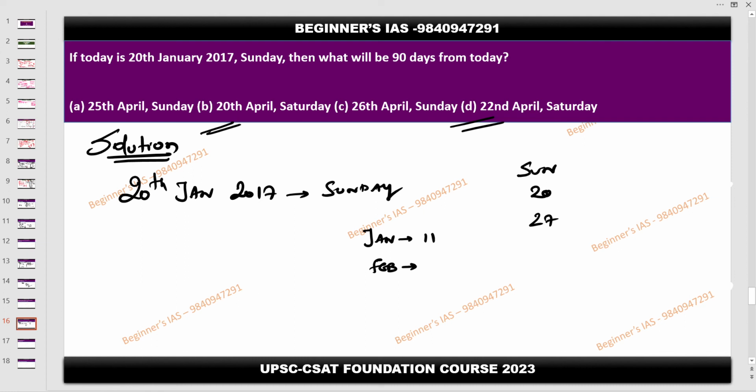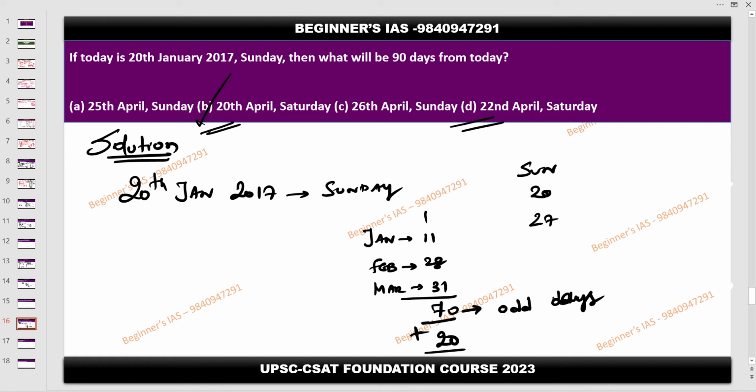February, you are having 28 odd days. Then March, you are having 31 odd days. Add everything. 70 means 0 odd days. Yes or no? Yes. 0 odd days. So 70 plus 20th day. So check with the option. B. So B is the answer.